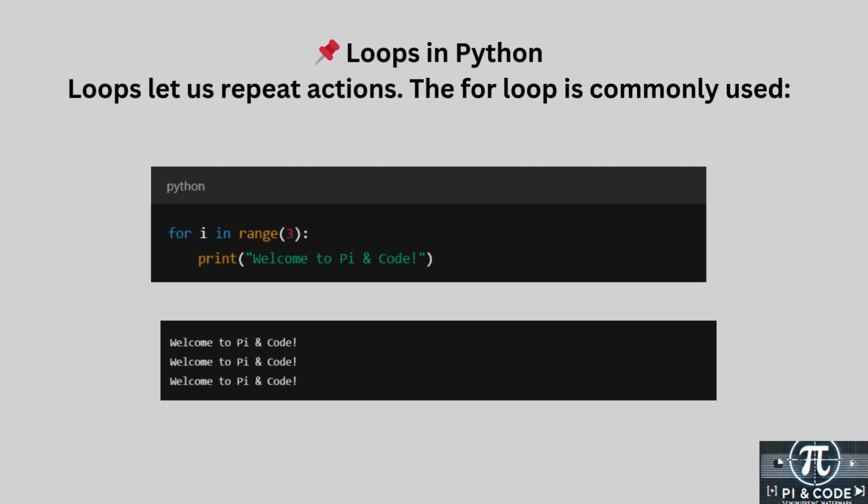Loops help us repeat actions without writing the same code multiple times. One of the most common loops in Python is the for loop. In this example, the loop runs 3 times and prints the message "Welcome to PyAndCode" each time. Loops like this are useful when working with large amounts of data, automating tasks, or creating patterns in code.